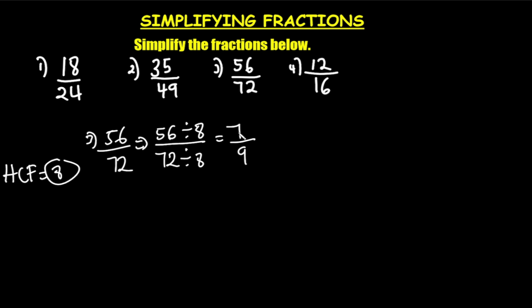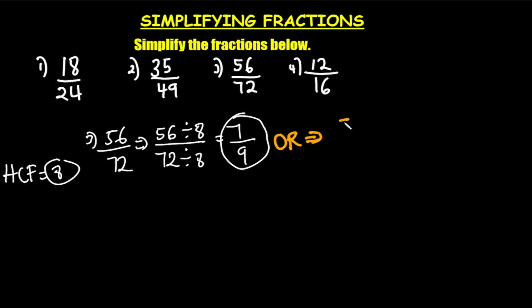So over here, the 7 is a prime number. I cannot break it down further, and even if I break the 9 down, I cannot get any multiplier to cancel. So this one is the simplest form of 56 over 72. Now the other method is the decomposition method, where you try to break the numbers down until you reach the final form.